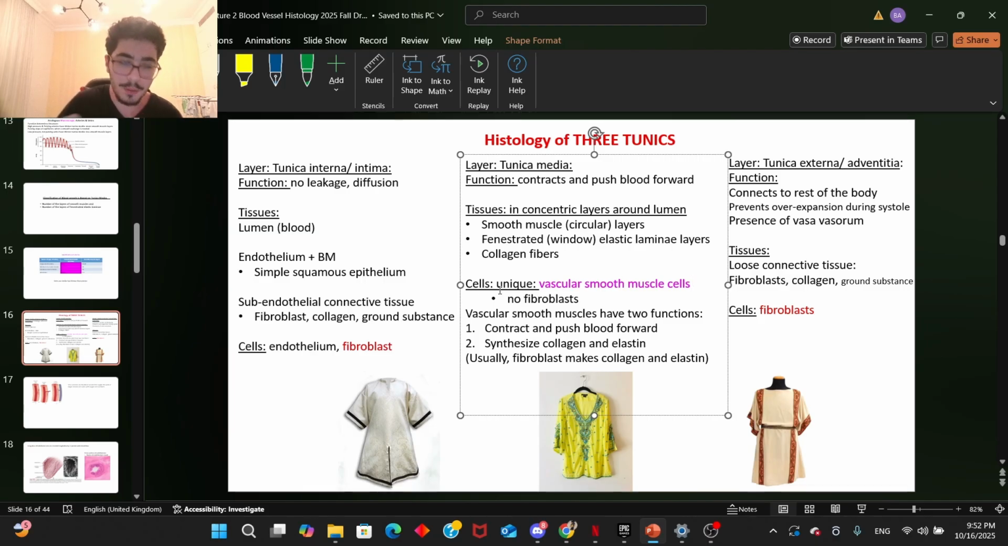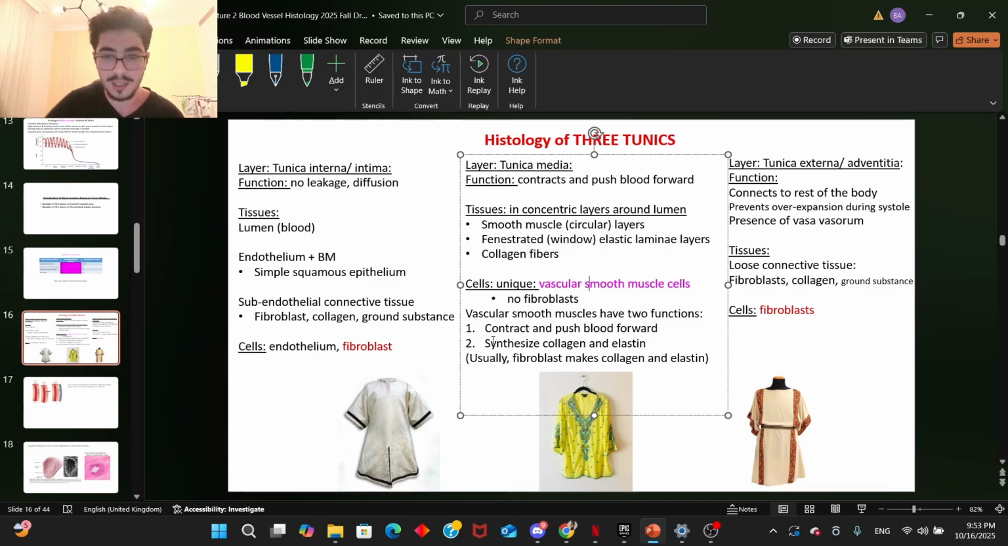So the cells, remember, this is a very important point, okay? The tunica media does not have fibroblasts. But then you might be confused because if it doesn't have fibroblasts, then how does it have elastic lamina layers and collagen fibers, right? These are synthesized and produced by the fibroblasts. There's something very interesting in the tunica media where the vascular smooth muscles will actually produce collagen and elastin, right? They will synthesize collagen and elastin.